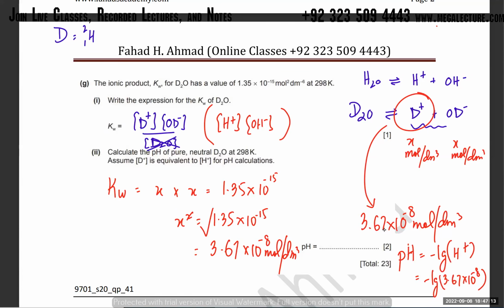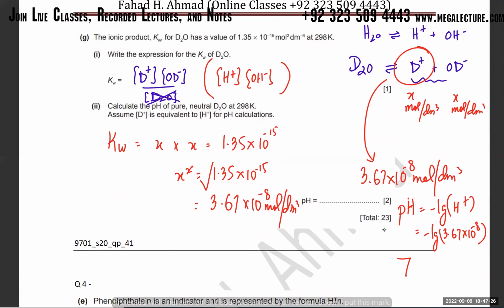So jo bhi log 3.67 exponent -8, and I think that gives me 7.4. Theek hai, that is my pH. Ye question clear hai? Chalo ye kal hum is tarah ke aur questions kar lenge, theek hai? But is this clear that this D2O is just H2O? It's just the same thing. It's just a different isotope of H. Jo iski concentration hogi woh iski hogi.